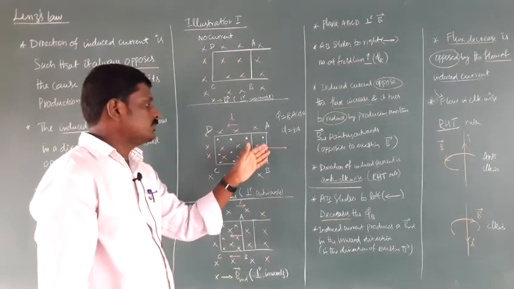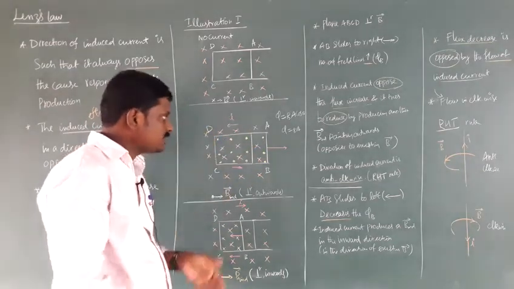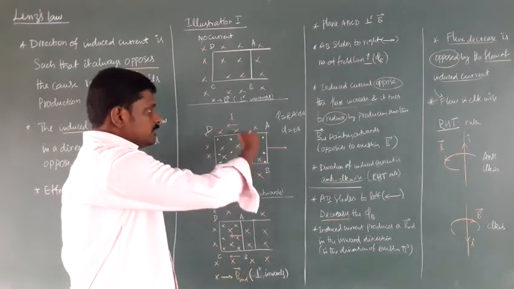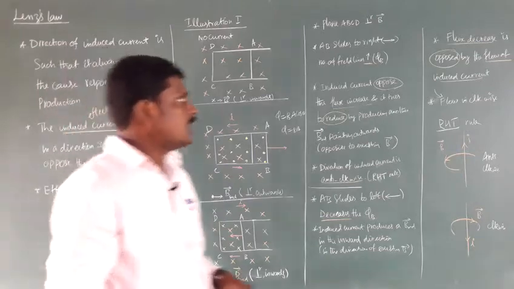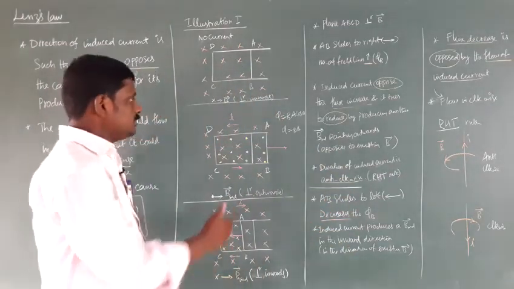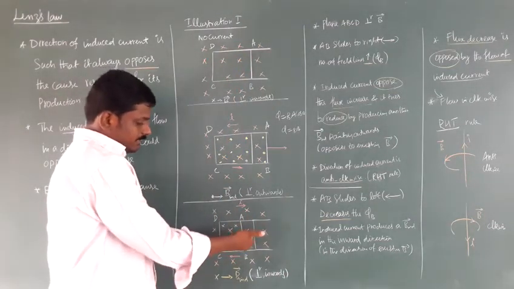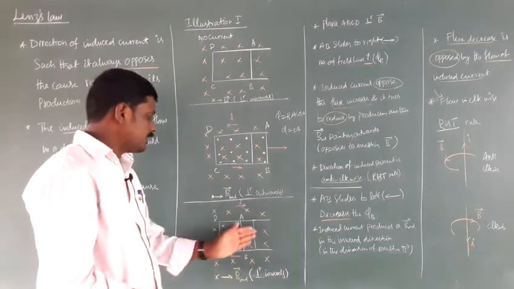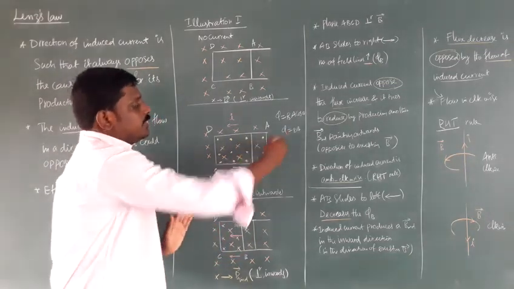Simply we can say, current flows in this direction. So what is the direction here? This is the anti-clockwise direction. So current flows in anti-clockwise direction in the first case. And second, I am pushing again. In the initial case, I am pushing the AB slider inside, that is from right to left. So here right to left, here left to right.